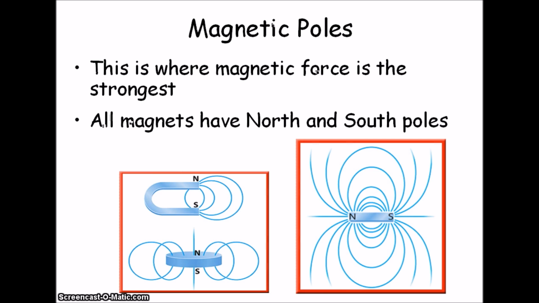Magnetic poles. This is where the magnetic force is the strongest. All magnets have a north and a south pole. And you can see the three different kinds of magnets pictured here. You can see a bar magnet, you can see horseshoe magnets, and you can see disc magnets.